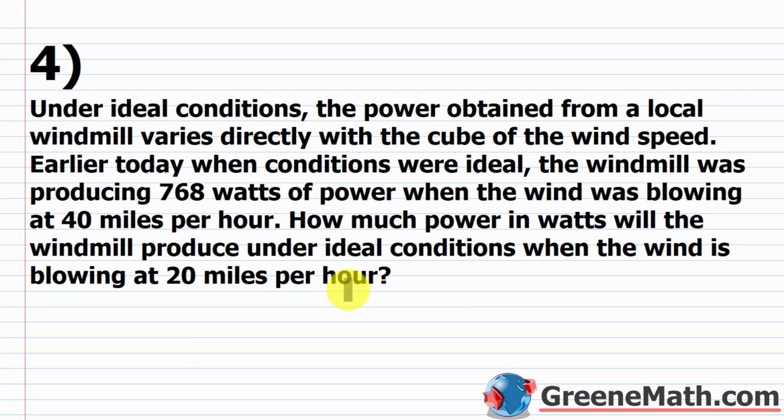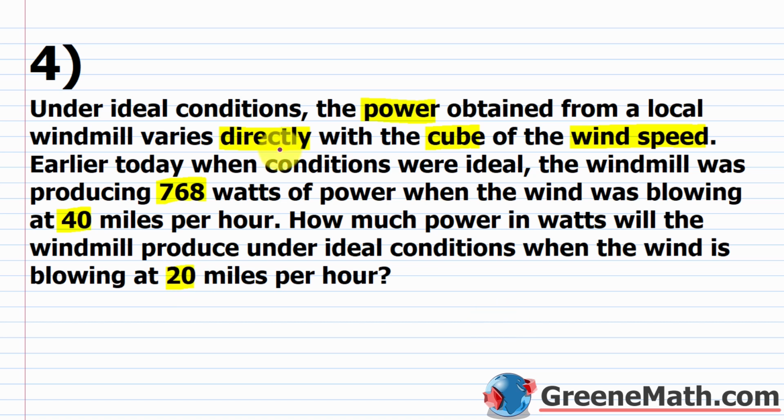All right, for problem 4, we're told that under ideal conditions, the power obtained from a local windmill varies directly with the cube of the wind speed. So earlier today, when conditions were ideal, the windmill was producing 768 watts of power when the wind was blowing at 40 miles per hour. How much power in watts will the windmill produce under ideal conditions when the wind is blowing at 20 miles per hour? So the first thing you want to do again is just set up a model.